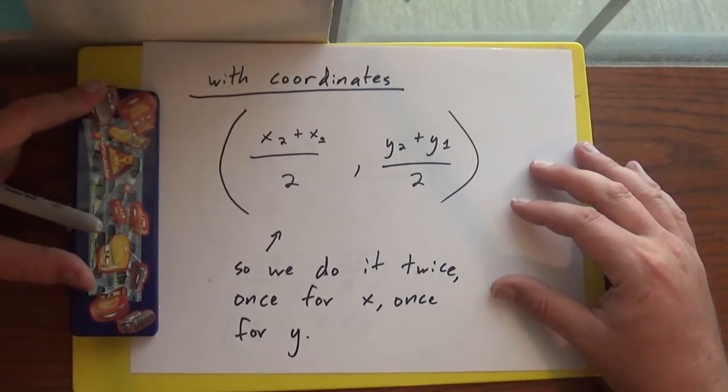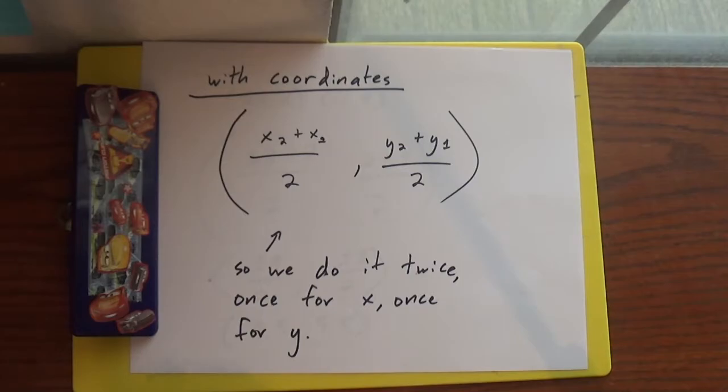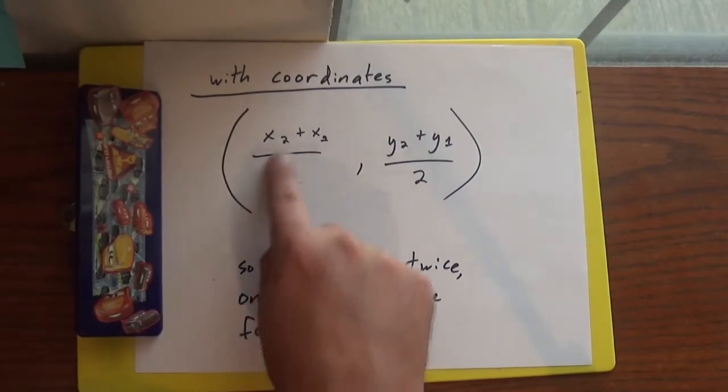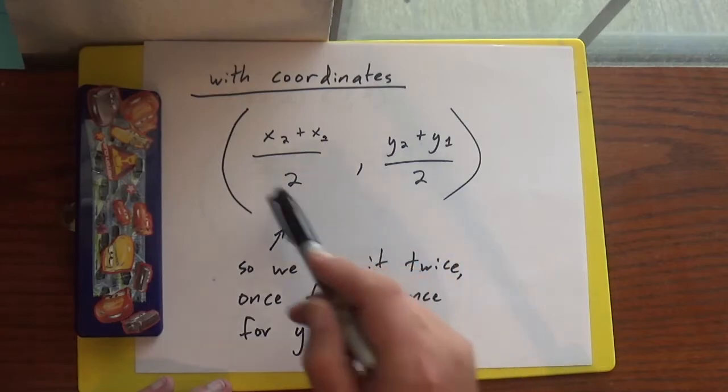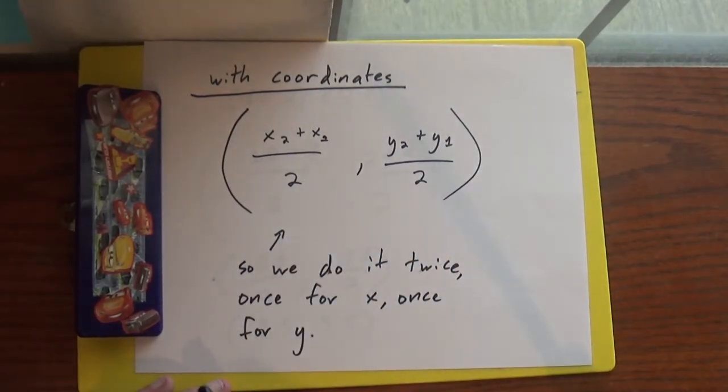Now sometimes they're going to give you coordinates and they want the midpoint. So all we're going to do is add up and divide by 2 for the x's, and then add up and divide by 2 for the y's, and then they're in coordinates. It's really doing the same thing, you just do it twice. Once for x, once for y.